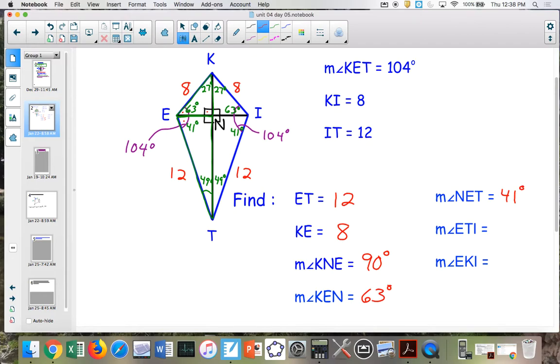Angle ETI, E to T to I. Oh, that's both of these, so I have to add 49 plus 49, and that's 98 degrees. And lastly, angle EKI, that's both of those at the top, so 27 plus 27. There you go. So given a little bit of information and a picture of a kite, you should be able to figure out all the other information.